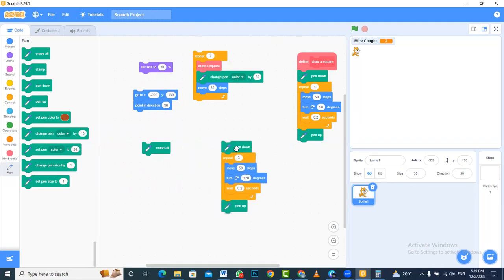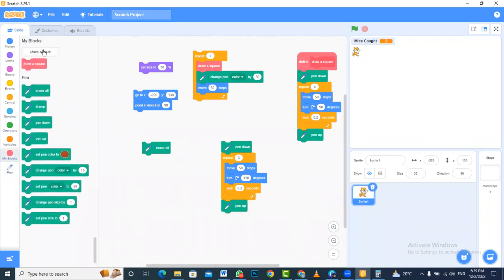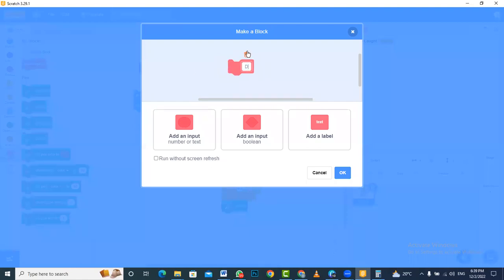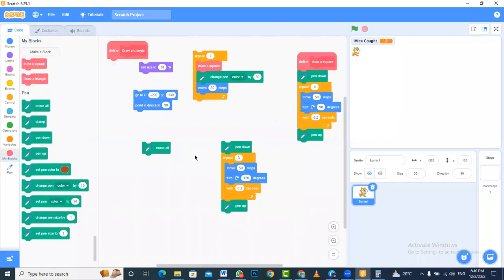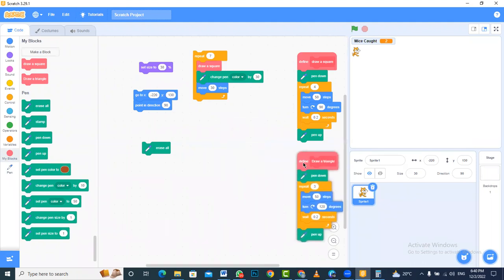Now see if it helps you to do that. See, it's doing it, right? Yes, sir. Okay. So now define a new block also. Make a block and name it draw a triangle and click on OK. Define draw a triangle. So this is the triangle that we are going to draw.